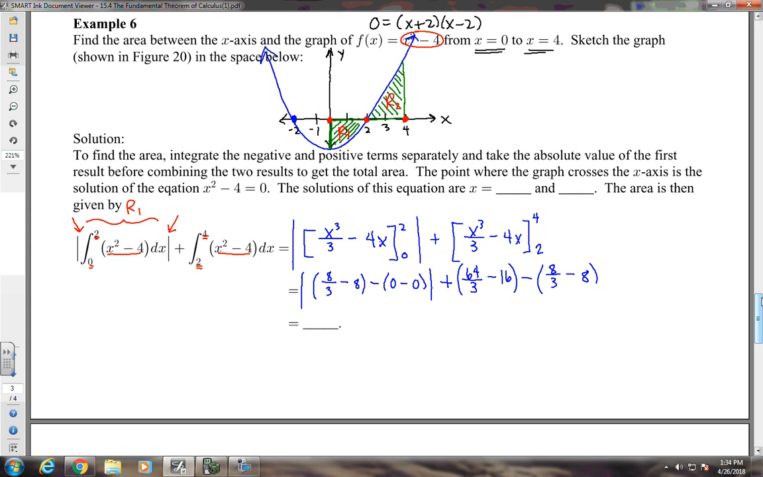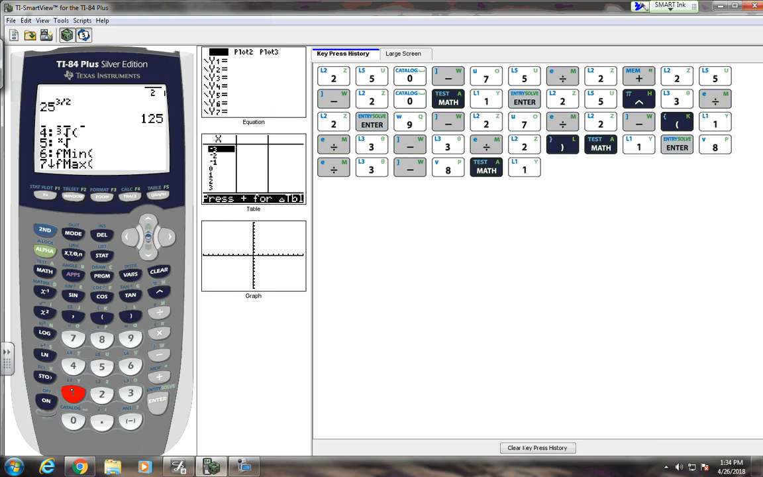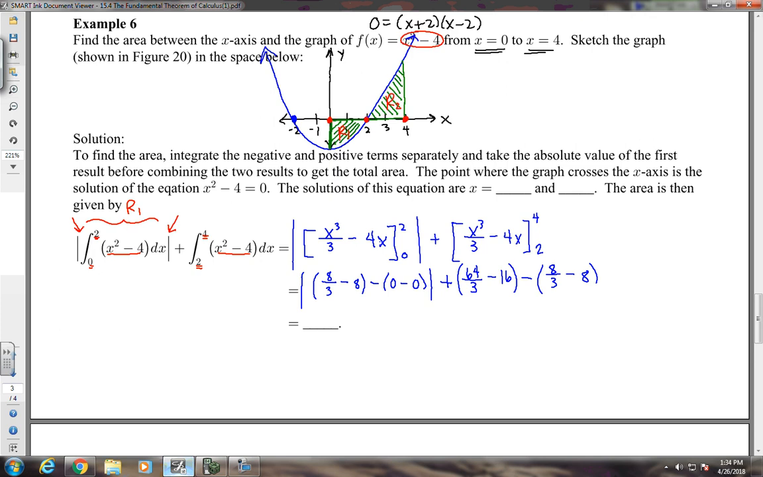Okay? So let's simplify this a little bit. Let's start with 8 thirds minus 8. Now, after all that integration, your brain does get tired, and you have a tendency to make arithmetic mistakes. So let me encourage you to use your calculator to be accurate. Okay, so negative 16 thirds is the value of 8 thirds minus 8. So I have right here absolute value of negative 16 thirds, which is of course going to be positive 16 thirds.